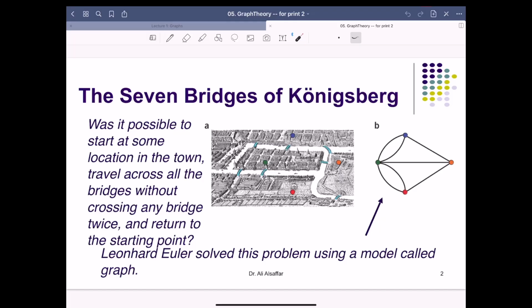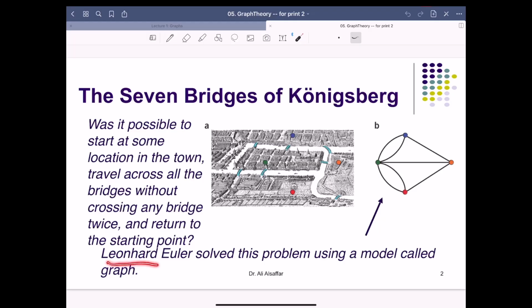People at that time were wondering, and this is the problem, was it possible to start at some location in the town, travel across all the bridges without crossing any bridge twice? So they could use each bridge only once, they could not cross it twice, and return back to the starting point. So people in that town were wondering whether that tour exists or not.